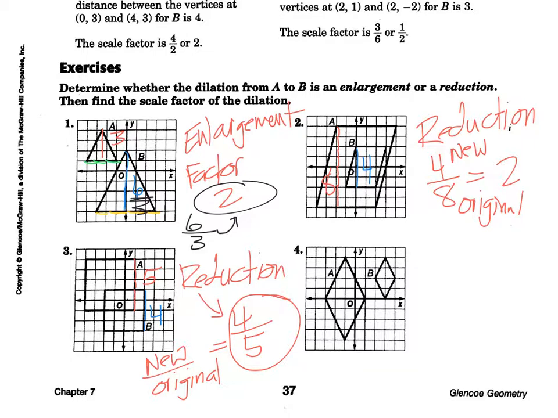Okay, so I need to go back to number 2. 4 over 8 is not 2. It should be 1/2. Sorry, that should be 1/2. So I need to fix that. So again, something less than 1.